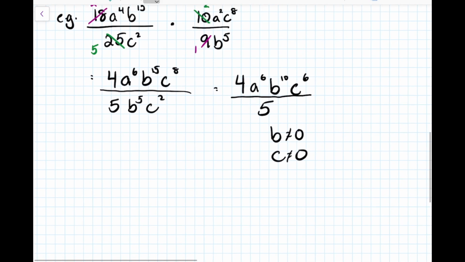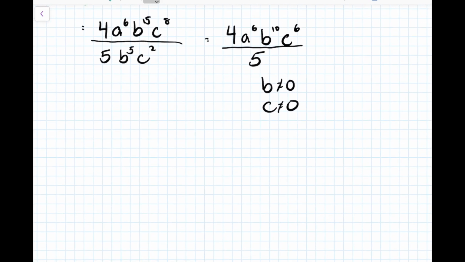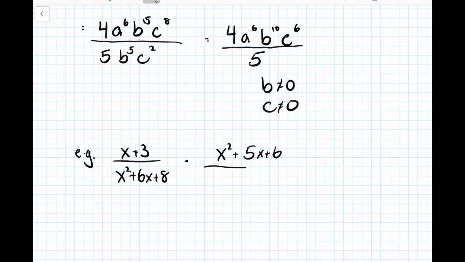But when we have actual binomials and trinomials, things do get a little bit more complicated. So if we had, say, x plus 3 over x squared plus 6x plus 8, and x squared plus 5x plus 6 over 2x squared plus 6x.